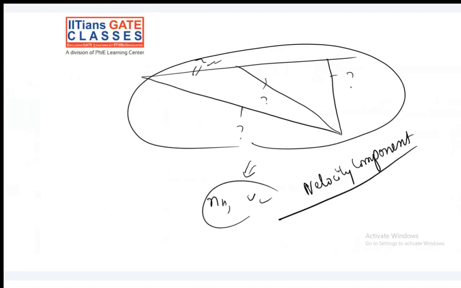Clear? So this is all about the Pelton turbine. Then we'll move to the Francis turbine, which is a radial flow turbine. And then we'll move to the numerical parts. And then we are done. Okay.